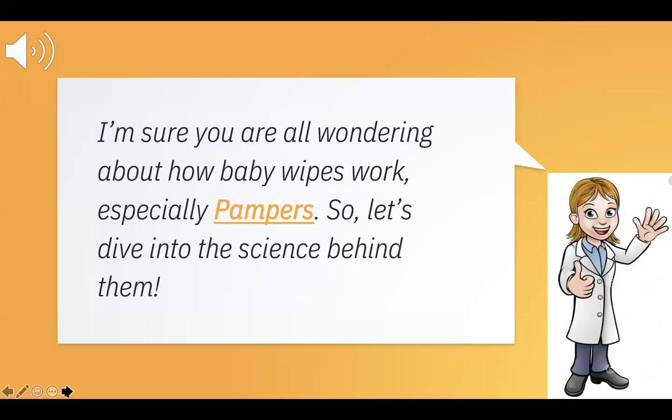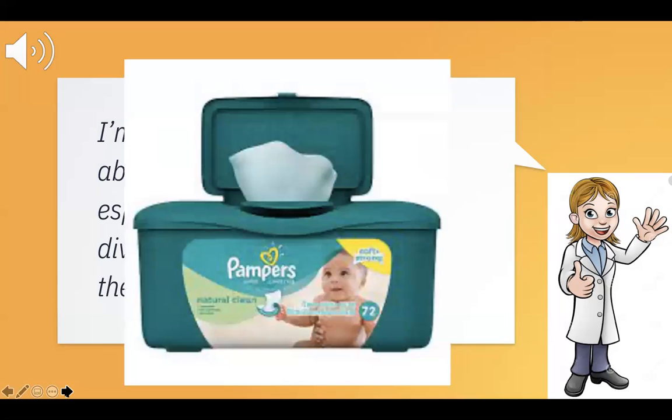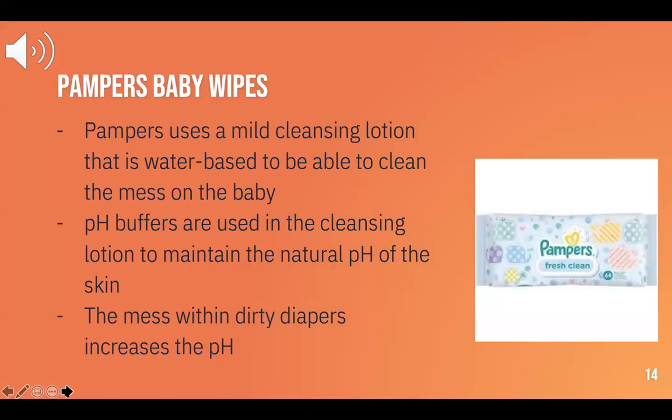I'm sure you're all wondering about how baby wipes work, especially Pampers, so let's dive into the science behind them. Pampers Baby Wipe uses a mild cleansing lotion that is water-based to be able to clean the mess on the baby. Within the lotion is a citric acid-based buffer to help keep a low buffering pH system so that the natural pH of the skin remains the same. Baby's skin has a natural pH of 4.5 to 6. However, the mess inside dirty diapers can increase the pH, causing the skin to become easily irritated. So, Pampers uses buffers within the lotion to help keep the baby's skin at its natural and healthy pH.